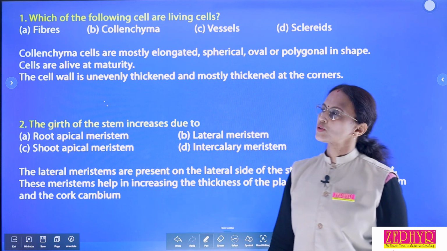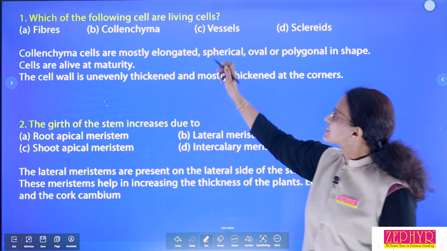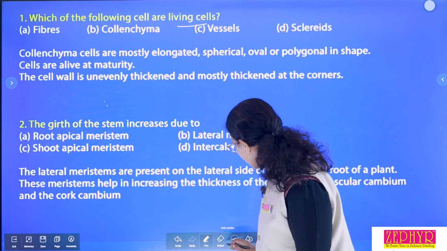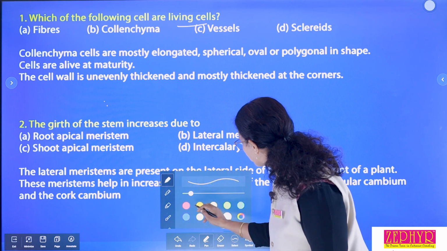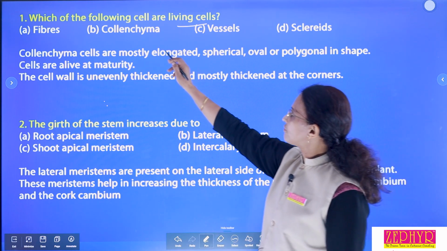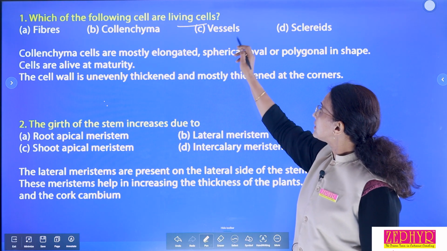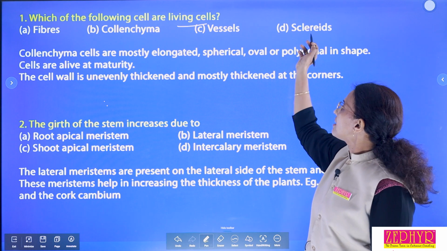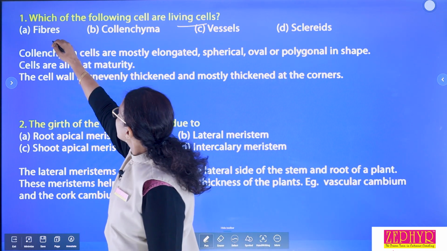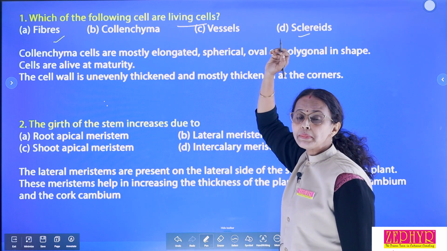See the first question from plant tissues. Which of the following cells are living cells? What are the options? First one fibers, second collenchyma, third vessels and last is sclerids. Here fibers and sclerids are sclerenchymatous cells.